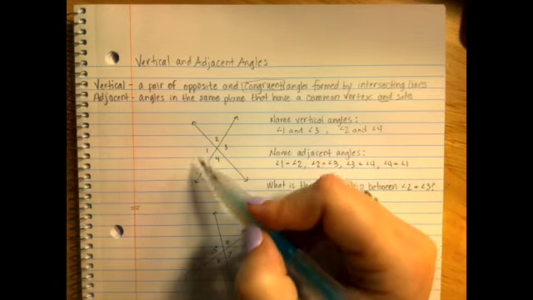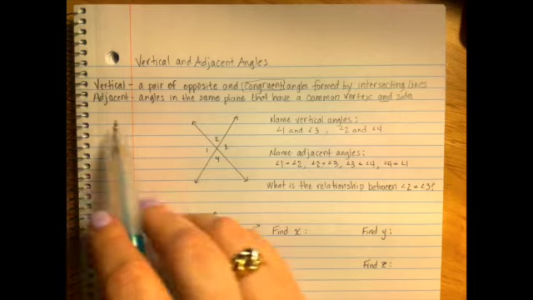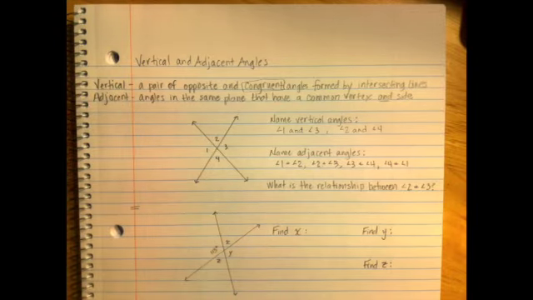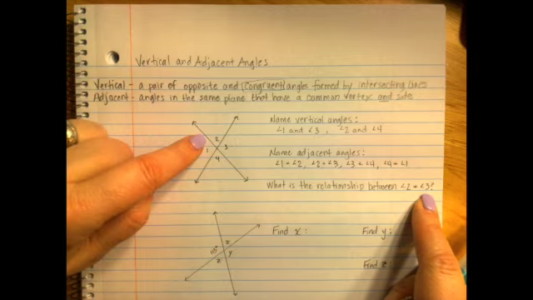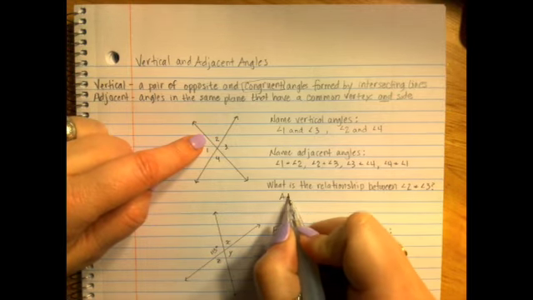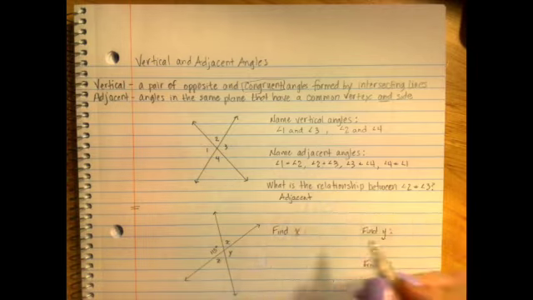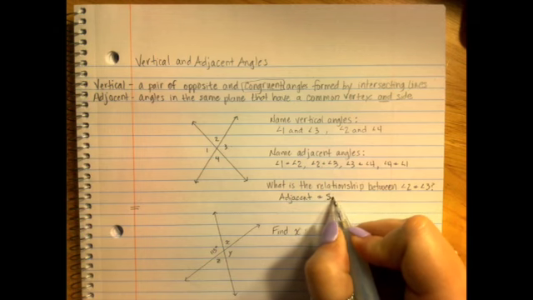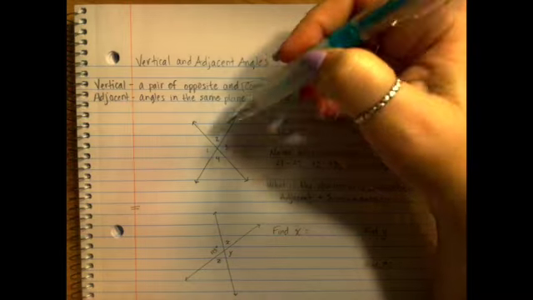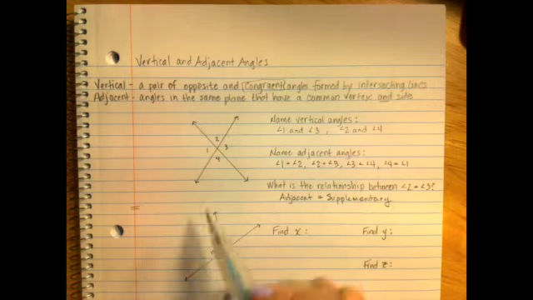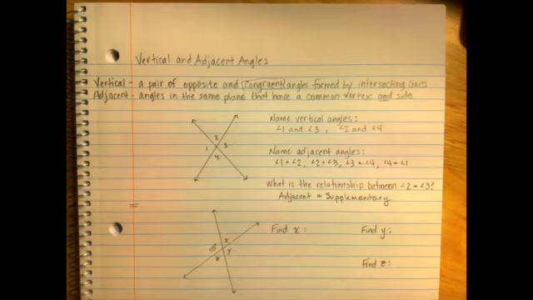Now notice, just because they're adjacent does not mean that they are congruent. The only pairs that are congruent right now are vertical angles. Now, what is the relationship between angles 2 and 3? I know that they are adjacent because they share that vertex and this side. But they are also supplementary, because together they create a straight line. So if I knew what 2 was, I could find everything else. Let's put that to the test.